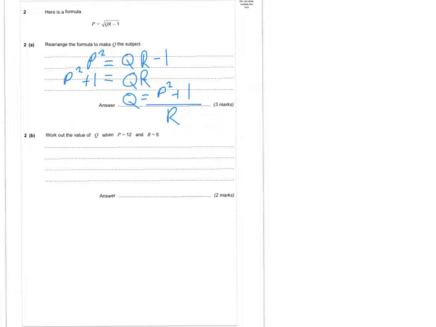Find the value of Q when P equals 12 and R equals 5. So we've got 12 squared plus 1 divided by 5 is equal to 145 over 5, which is equal to 29.